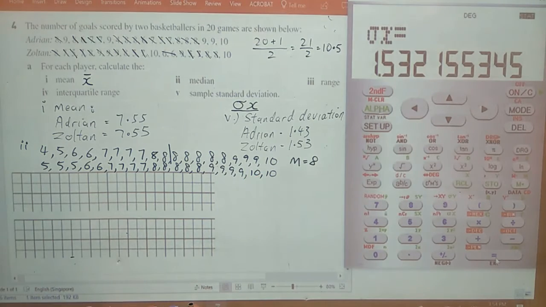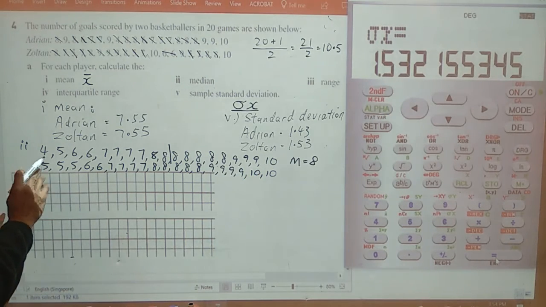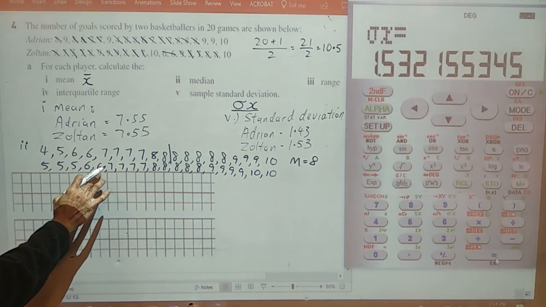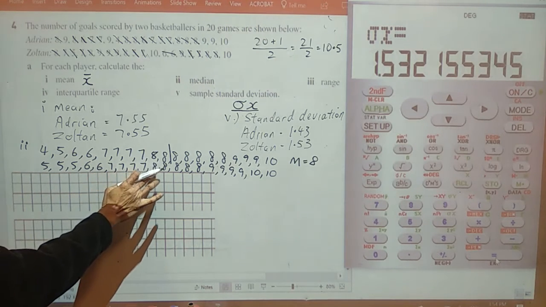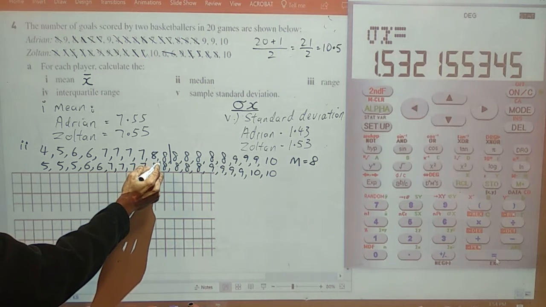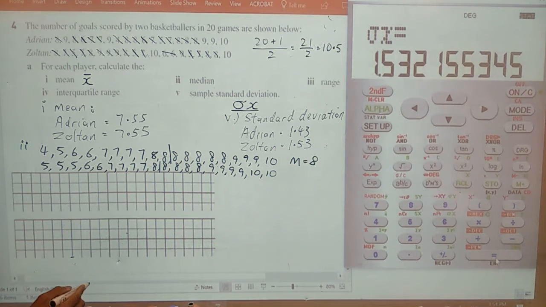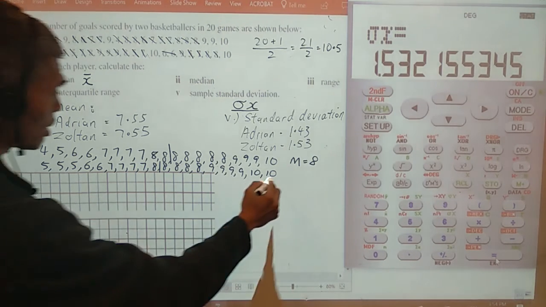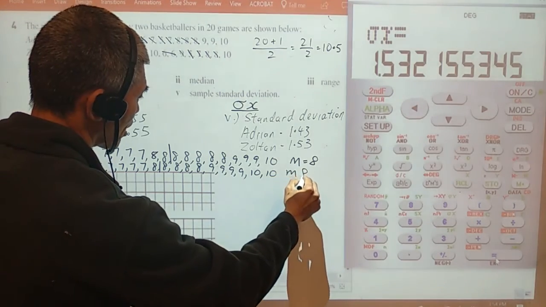All right, let's check for the median. 1, 2, 3, 4, 5, 6, 7, 8, 9, 10. Again, the median is in between 8 and 8. So the median is still 8.